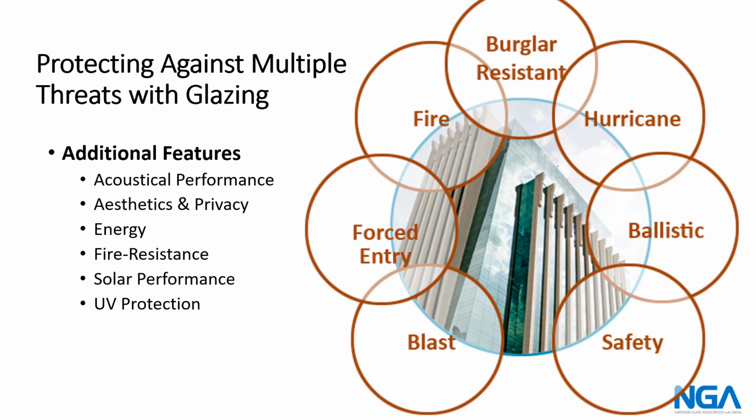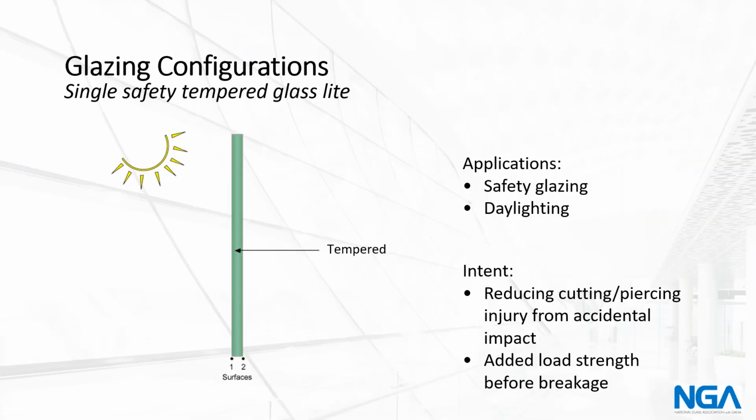What are some of the makeups of the glazing? The following slides will show examples. Tempered glass can be tested and certified as safety glazing. Tempered glass is typically known as break-safe glass. When broken, it breaks into small cubes. This is why it's probably in your school if it was built prior to 1990.